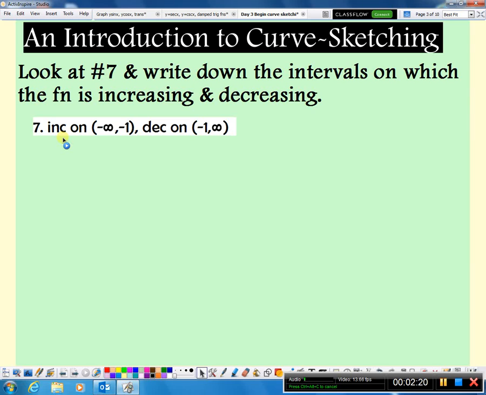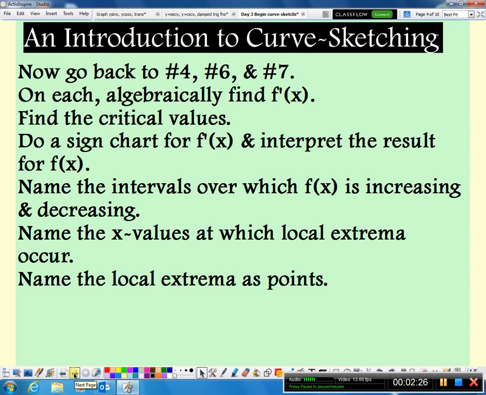Okay, I hope you've had time to check your answers. On each of these, you were just answering the questions visually from what you can see. What we're going to do now is go back to 4, 6, and 7 because we have equations, and we're going to work through them algebraically so you know how to curve sketch using derivatives, critical values, sign charts, and in particular the first derivative today. Tomorrow, when I come back, we're going to add on the second derivative part of the work.